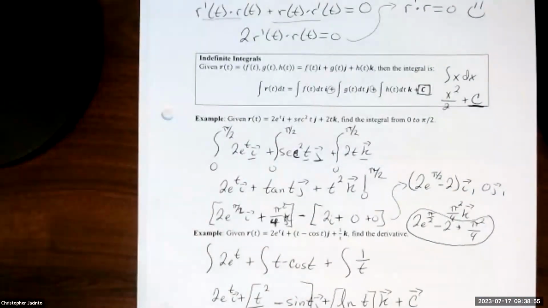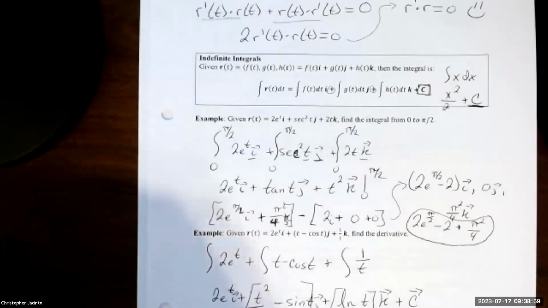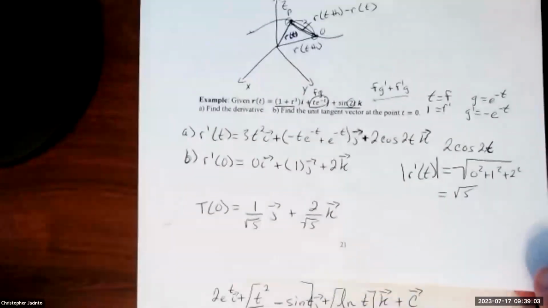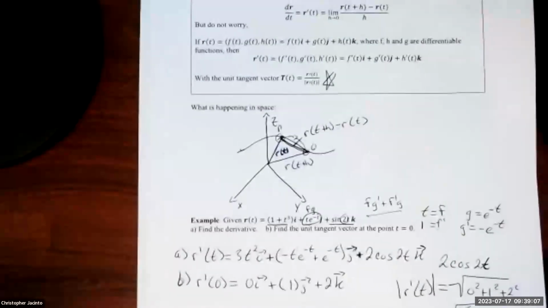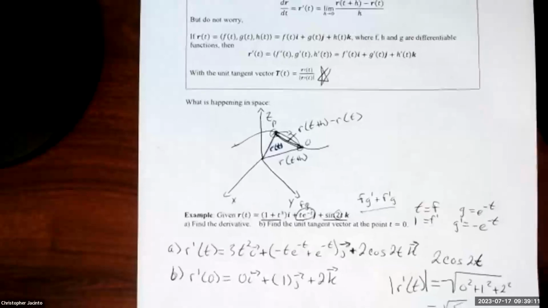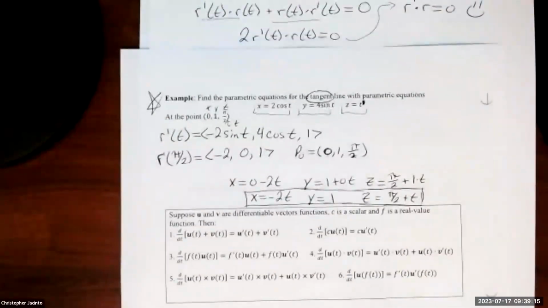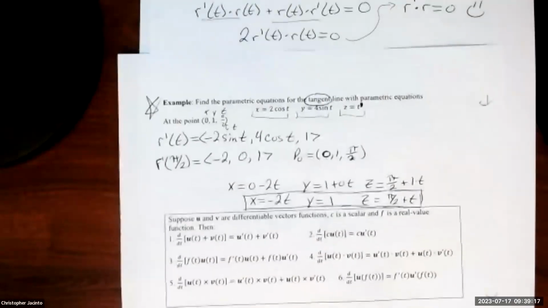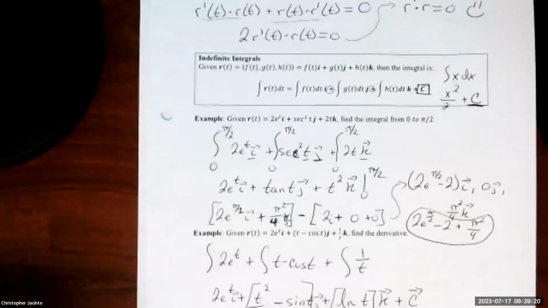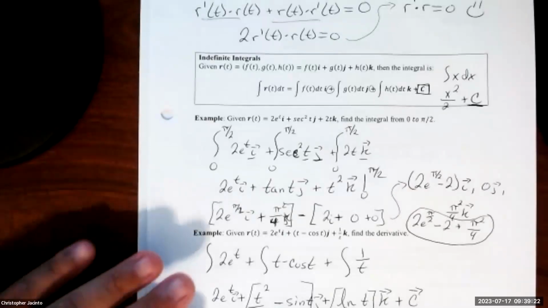So quick recap. We take derivatives the old-fashioned way, with each component individually. Therefore, we can find the tangent line to it using its unit tangent vector and the point on the line. And we can also take integration the exact same way as we normally did before.